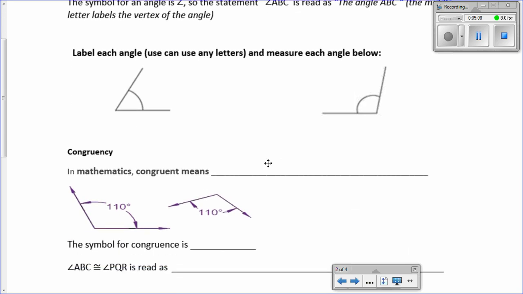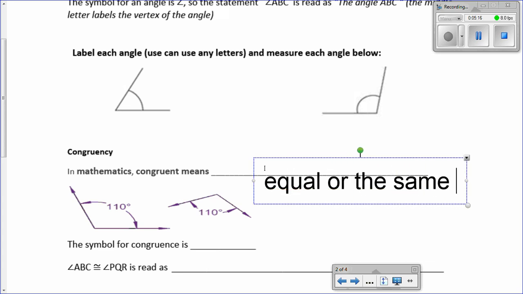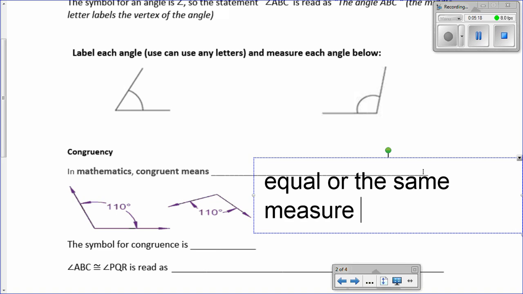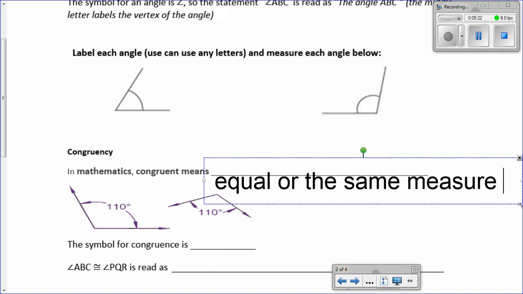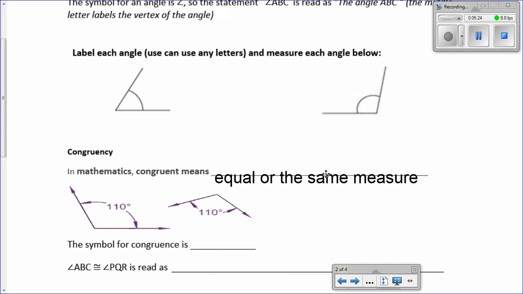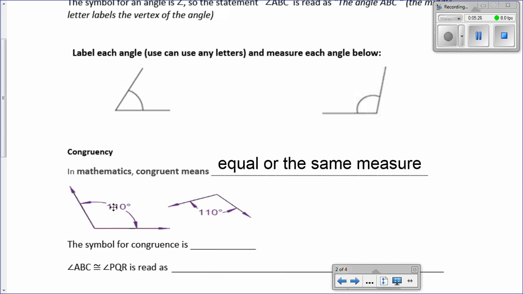The next thing we're going to do is congruency. In math, congruent means equal or the same measure. That's all congruent means. It just means they are the same measurement. So, for example, these two angles here, even though they don't look identical, because one's facing up and one's facing down, they still have the same measurement of 110 degrees. So they are congruent.